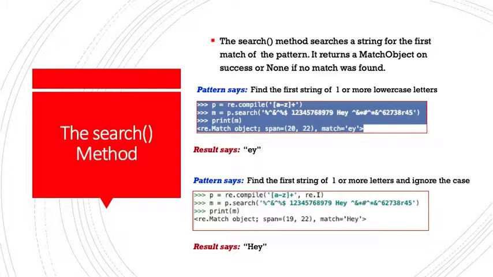So let's look at our example here. Our pattern in line 1 of our example says find the first string of 1 or more lowercase letters. The second line is the string we will search on.